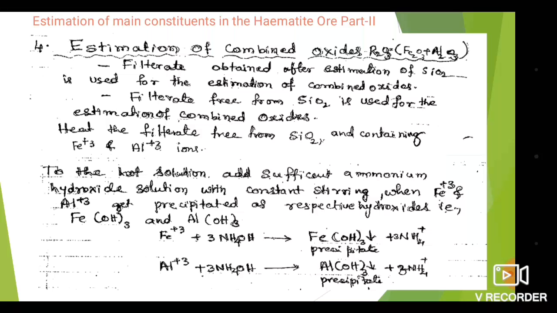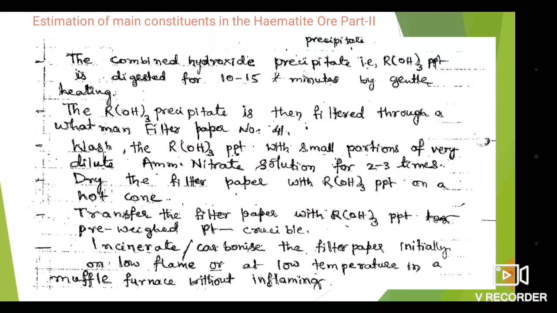Afterward, on completion of precipitation, this precipitate is digested on a low flame by heating for 10 to 15 minutes, and after that the precipitate is filtered through Whatman filter paper number 41. Wash the R(OH)3 precipitate with a small portion of very dilute ammonium nitrate solution 2-3 times, and dry the filter paper with the R(OH)3 precipitate on the hot cone.